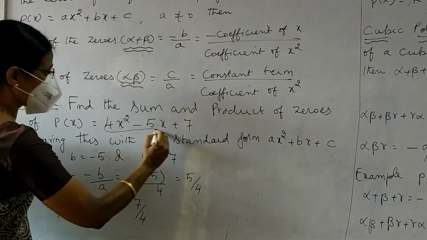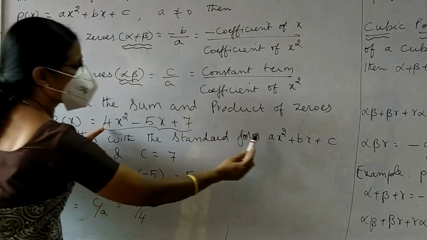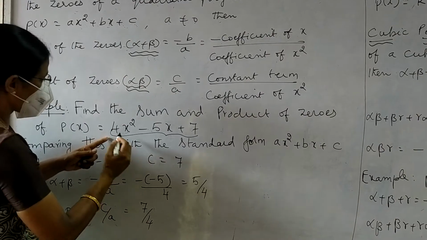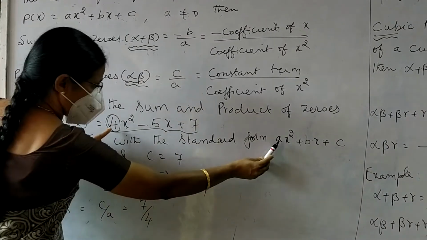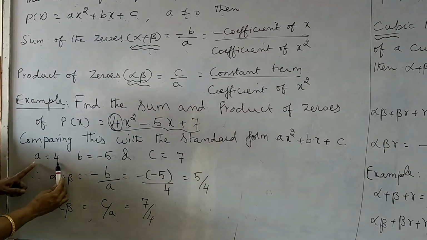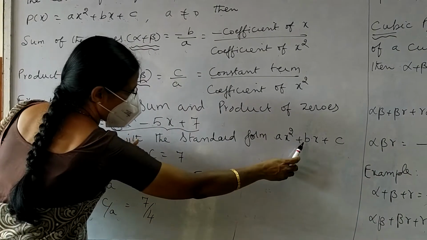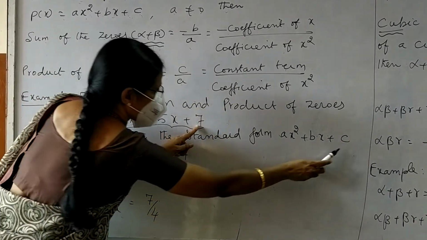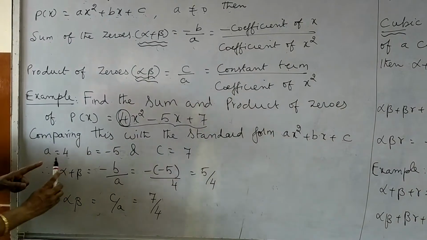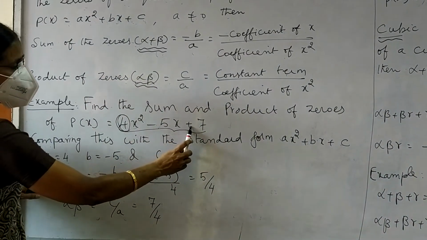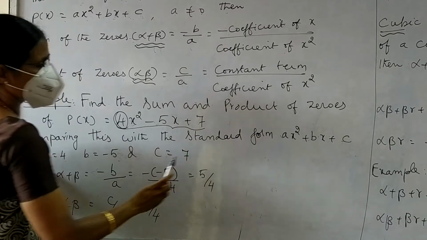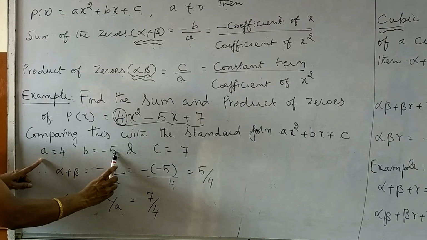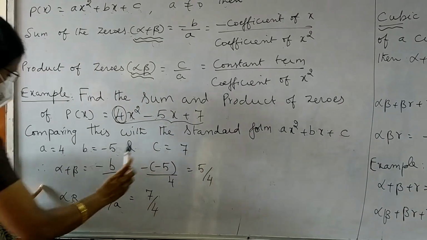So I compare this with the standard form. What is the standard form of the polynomial? ax square plus bx plus c. So if you compare this, in the place of a, we have 4. So I have written a is equal to 4. In the place of b, we have minus 5. So b is equal to minus 5. In the place of c, we have 7. Therefore, comparing the given polynomial with the standard form ax square plus bx plus c, we get a is equal to 4, b is equal to minus 5 and c is equal to 7.